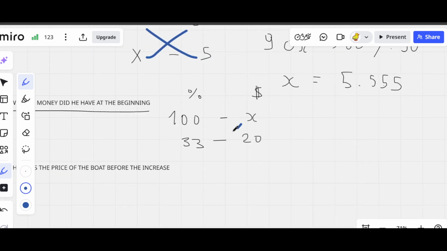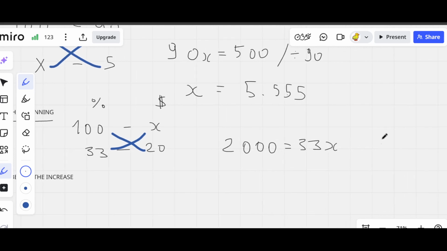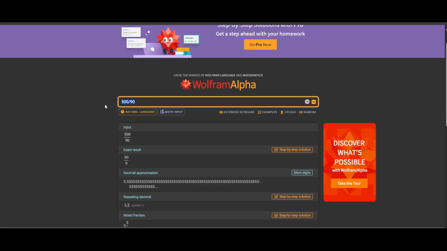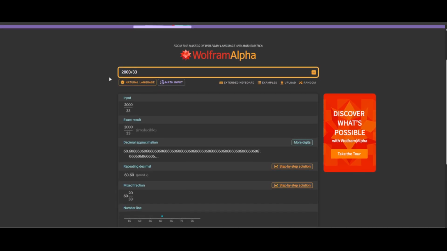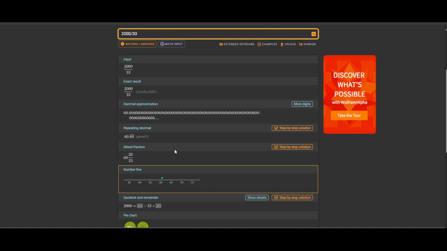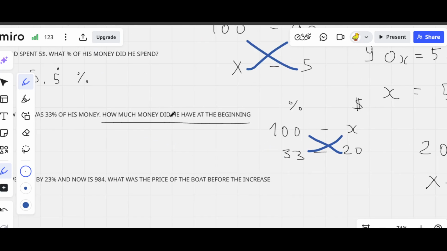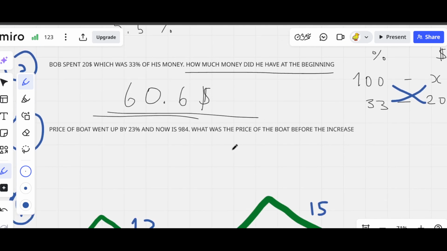Alright, and cross, so 33 times x, 100 times 20, so we get 2000 equals 33x. We divide by 33. Let me do it on the Wolfram. So 2000 divided by 33, and this will be the answer. So it's around 60.6. So x equals 60.6. So how much money did he have at the beginning? He had $60.6. This is the answer.